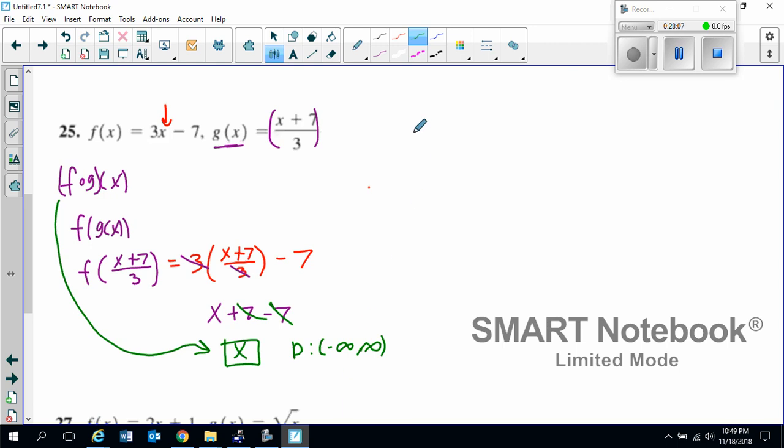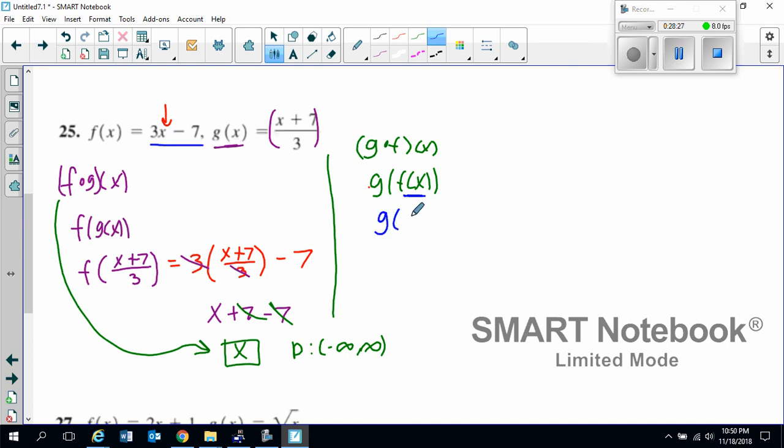Okay, so let's look at the reverse of this. Let's go ahead and look going backwards. So g of f of x, okay? So this can be g of f of x. And so we're going to take the f function this time and plug it into the g function, so the 3x minus 7 gets plugged into the g function right here. So it's going to be 3x minus 7.